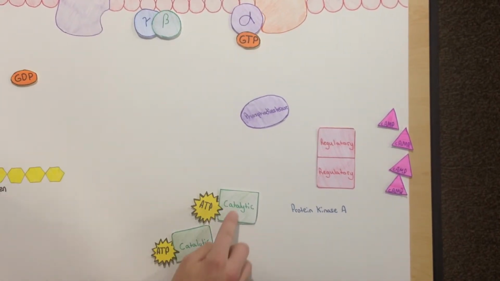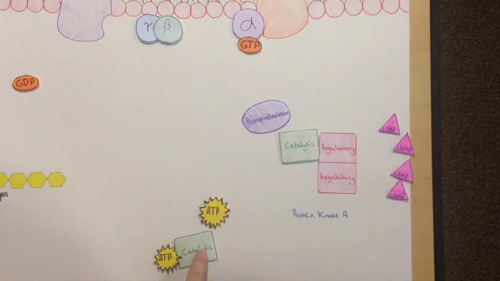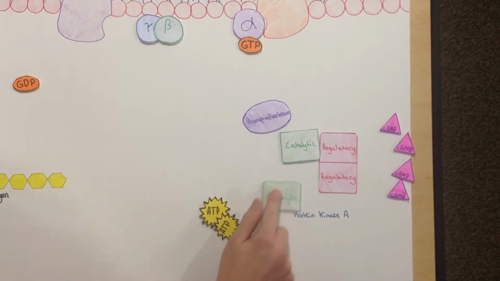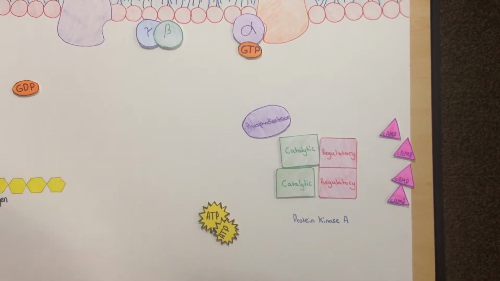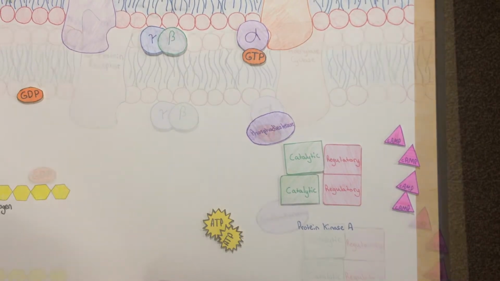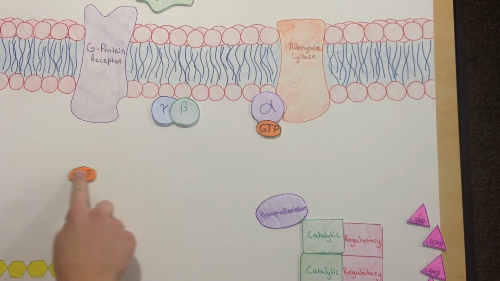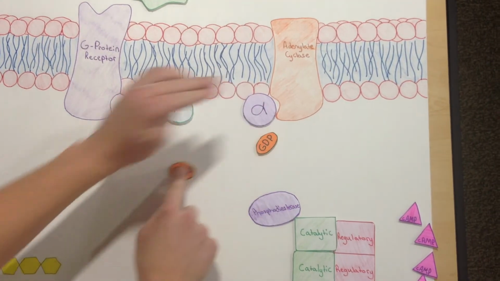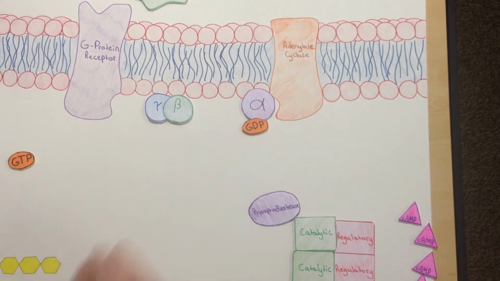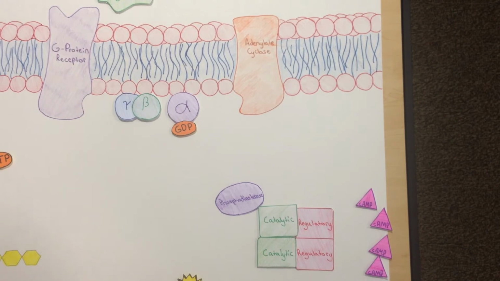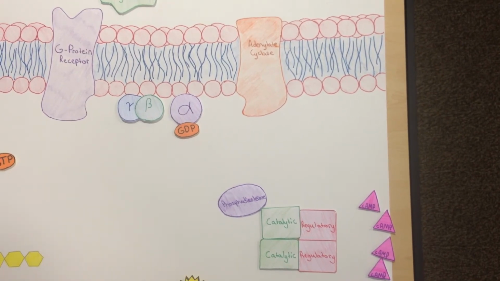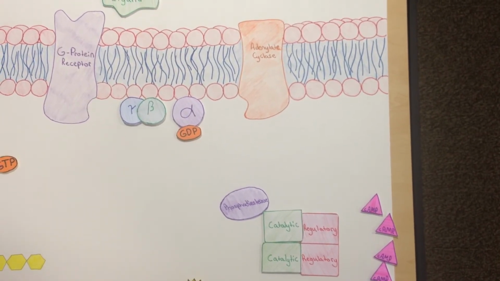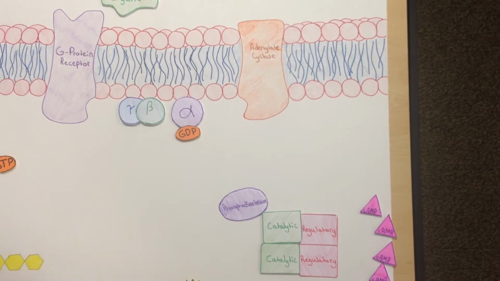This then causes the catalytic part of the protein kinase A to reattach to the regulatory portion of the kinase. GTP on the alpha subunit then loses a phosphate, returning it back to GDP. The alpha subunit disengages from the enzyme. This deactivates the enzyme and stops production of cAMP.